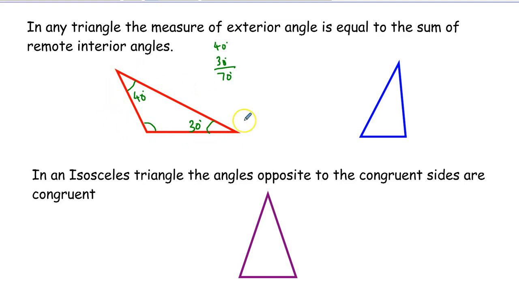We know that in any triangle, the sum of the three angles is equal to 180 degrees. So from 180, if I take away 40 plus 30, which is 70, you have 110 degrees. So this measure is 110 degrees. Now, the statement states that the measure of an exterior angle is equal to the sum of its two remote interior angles. Now, let me extend one of its sides.